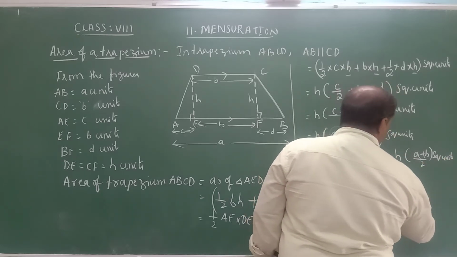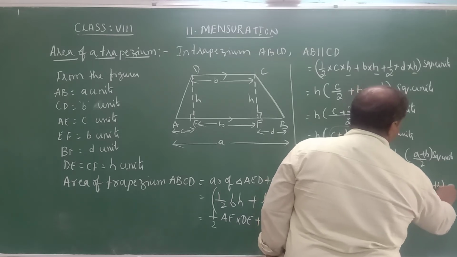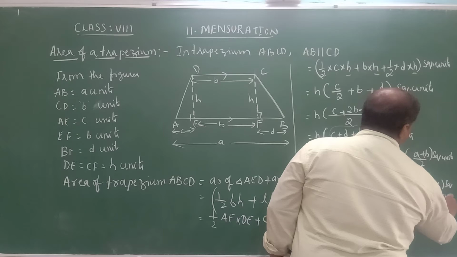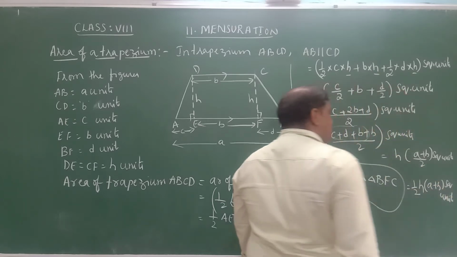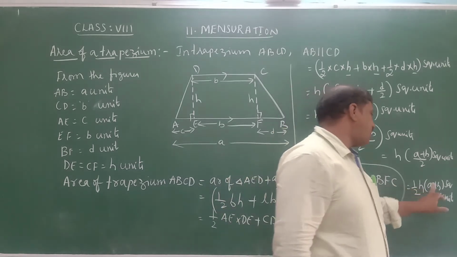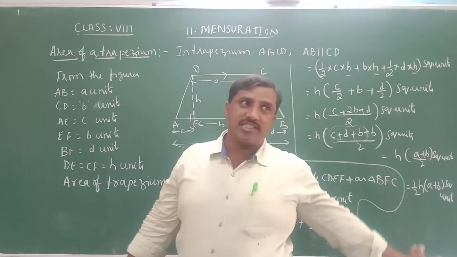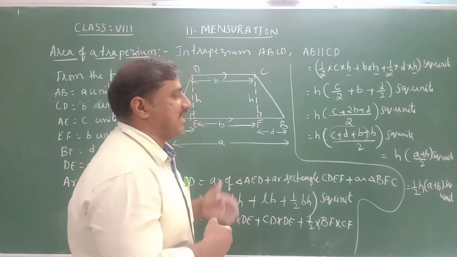1 by 2, that is half into H into (A plus B) square units. That is, half of the product of the altitude and the sum of its two parallel sides will give you the area of the trapezium. In both the cases we got the same formula.